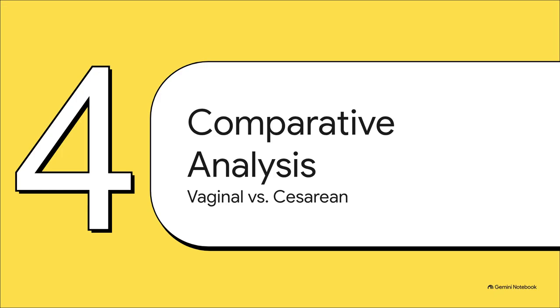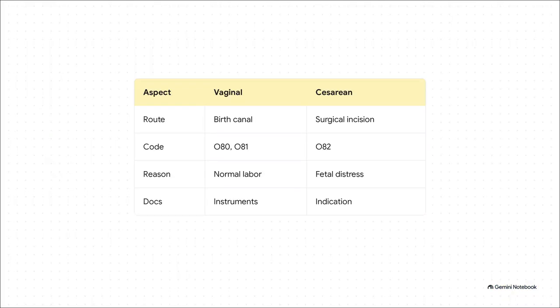Section 4, Coding Comparative Analysis, Vaginal versus Cesarean. All right, let's build a clearer mental model here so you can immediately spot what might be missing in a patient's chart. Looking at the route, it's pretty simple. Birth canal versus surgical incision.